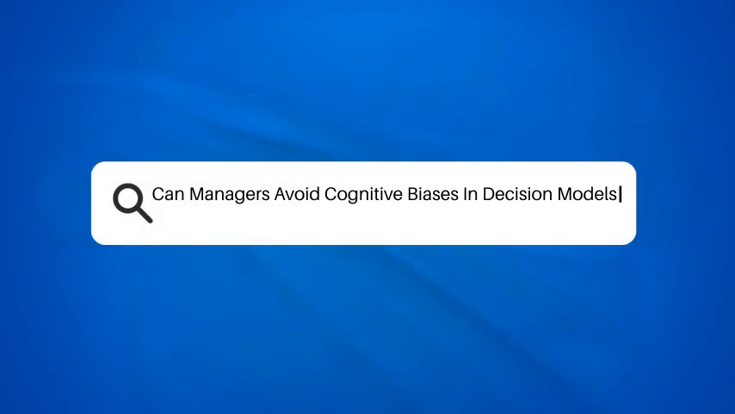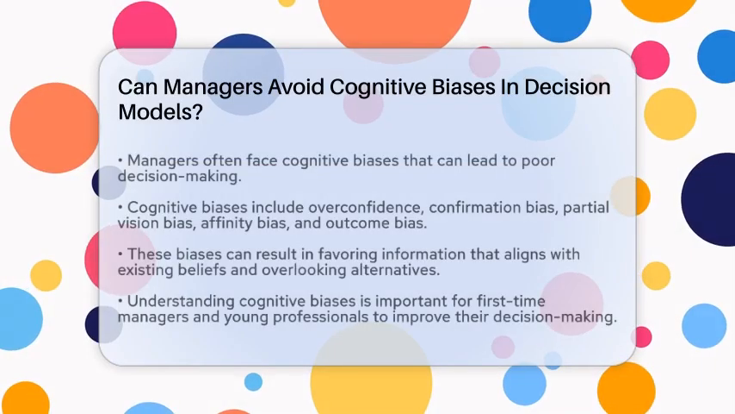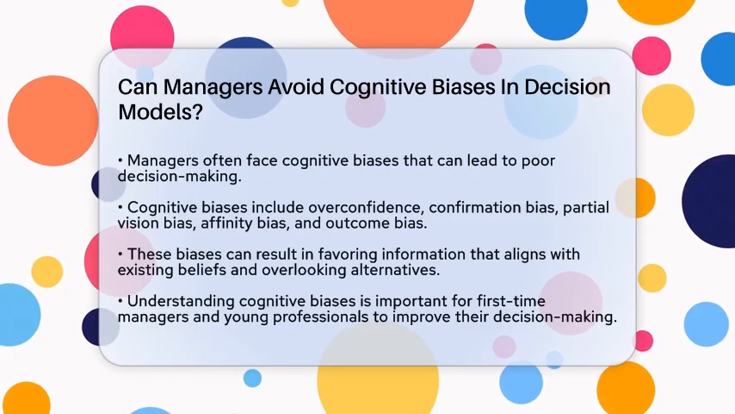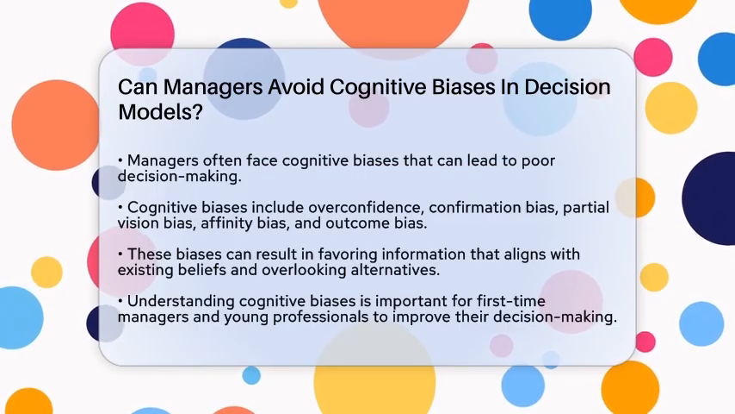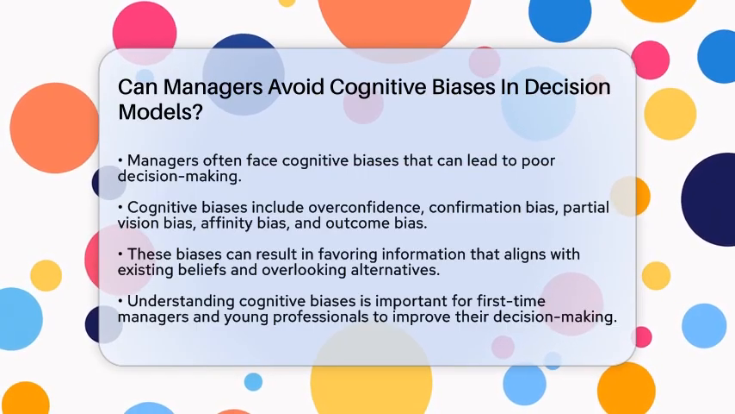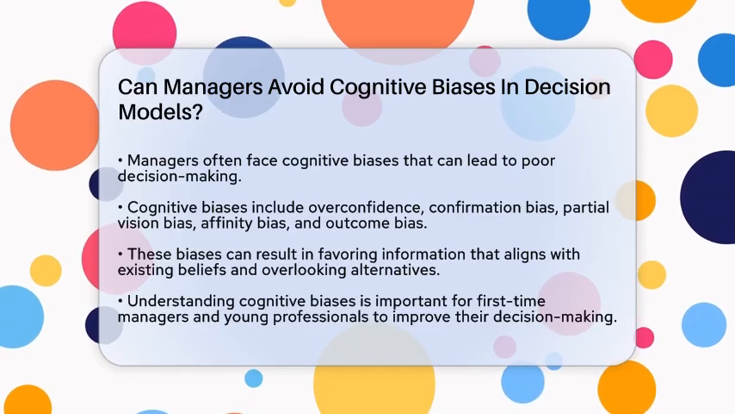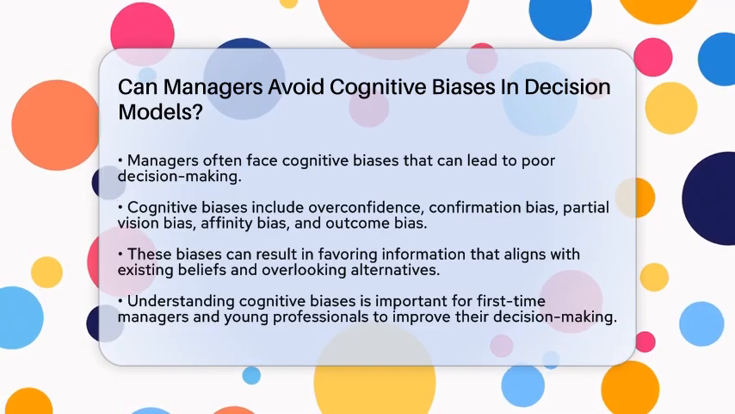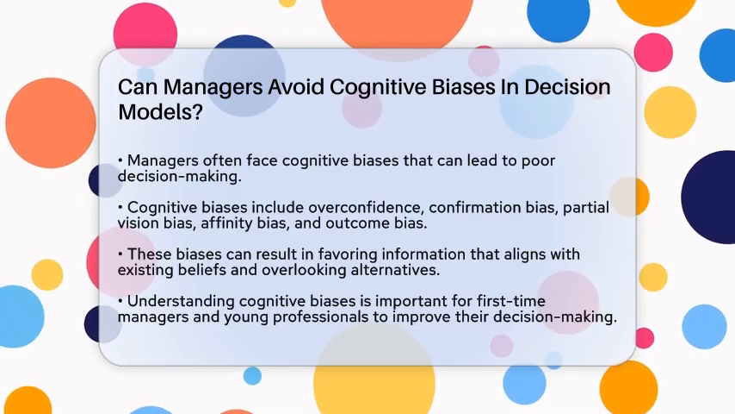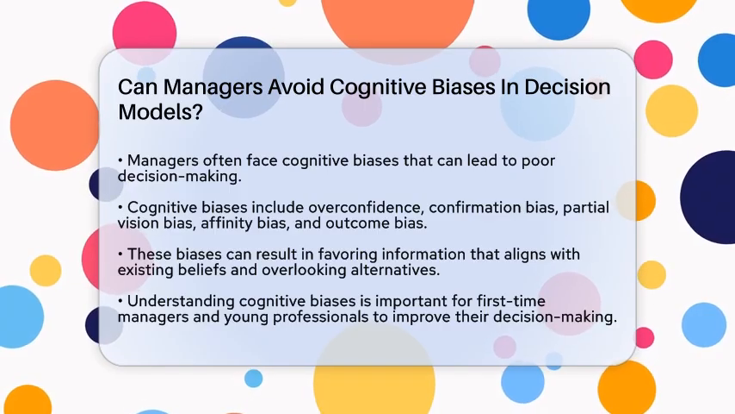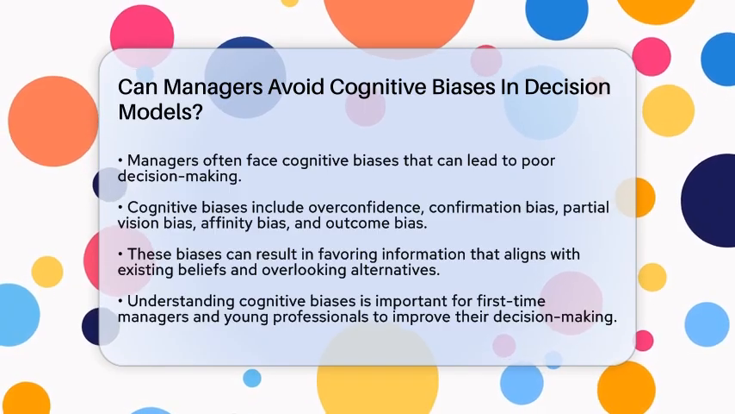Can managers avoid cognitive biases in decision models? Have you ever wondered how managers make decisions and whether they can avoid the mental traps that often lead to poor choices? Cognitive biases are common patterns in human thinking that can influence how information is perceived and decisions are made. While it is impossible for managers to completely avoid these biases, they can take steps to significantly reduce their impact.